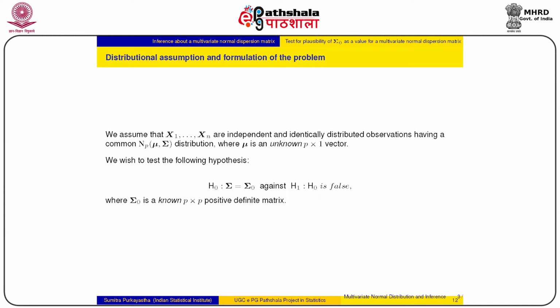So we recall that in the case of test about a mean vector, we had to begin with talked about testing mu is equal to mu naught. Now in the problem that we are addressing now, we are addressing the problem of testing sigma is equal to sigma naught against sigma not equal to sigma naught, where sigma naught is a known P cross P positive definite matrix.